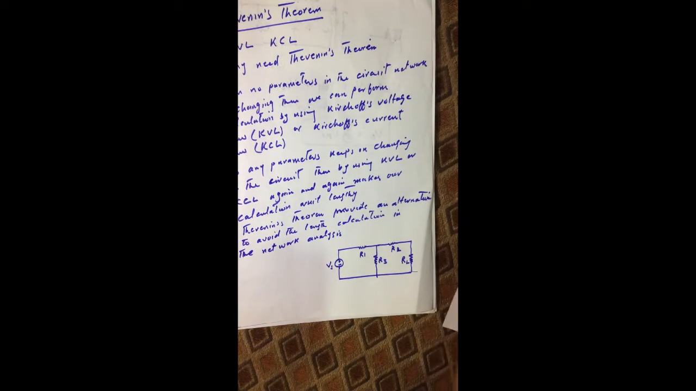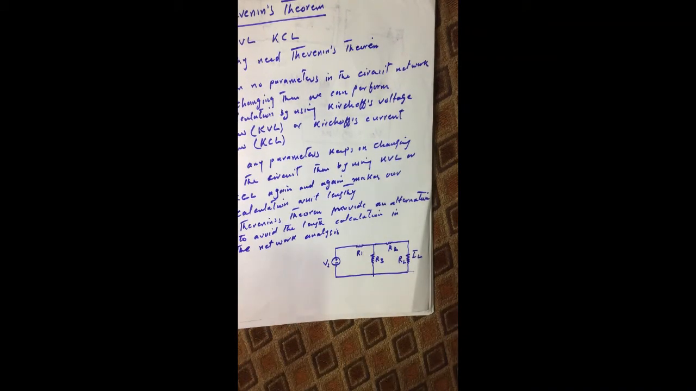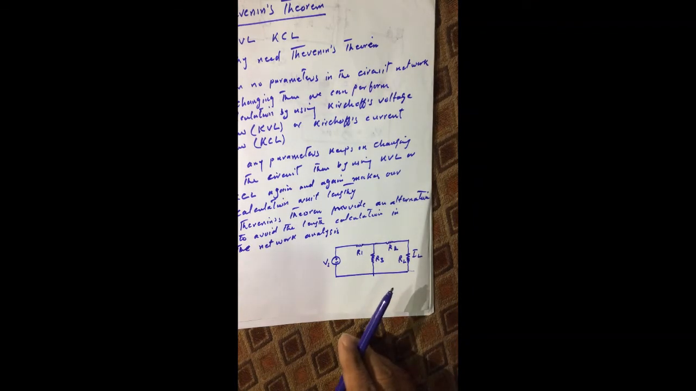But in case we have to calculate the load current IL here for different values of load resistance, like the load resistance is changing from time to time, or any parameter in this circuit diagram keeps changing, then we cannot perform the calculation easily by using KCL or KVL, because we have to apply KCL and KVL again and again for every change in the parameter. That makes our calculation more complicated and lengthy.